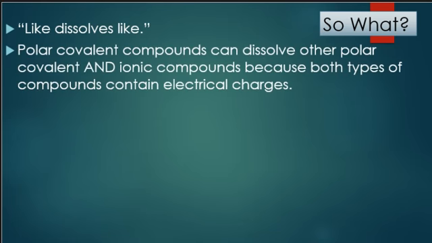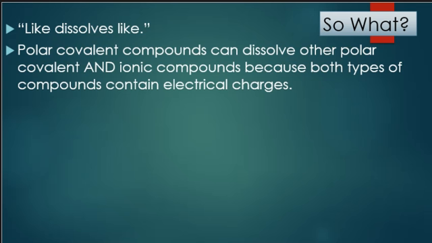A polar covalent compound can dissolve another covalent compound and ionic compounds, because both types contain electrical charges. So if I need to dissolve something, if I need to clean something, then I need to use something that's like that. They always say if you're trying to get a stain out of something, use something that is of its same type. Okay, so like dissolves like. I'm not going to clean oil very well with water. You've probably noticed that. It doesn't do very well. So you think, well, you can clean it with another oil, but that just makes my mess bigger.